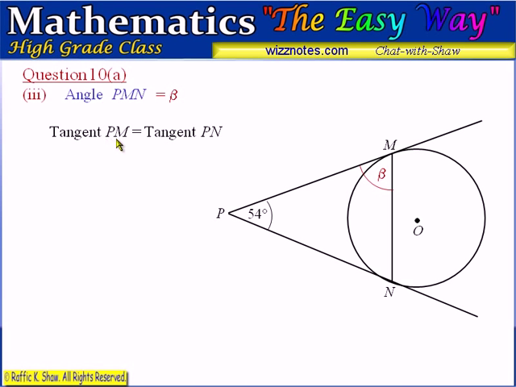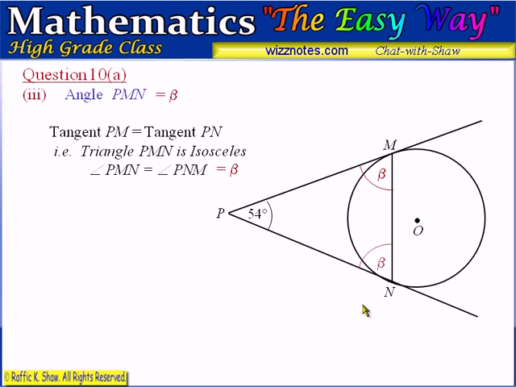And this is it. The tangent PM is equal to the tangent PN, so PM is equal to PN, and therefore this triangle PMN is an isosceles triangle. Since this angle is beta, this angle also is beta, because these two angles form the base of this isosceles triangle. So we can say that angle PMN is equal to angle PNM, and so angle PNM is also beta.